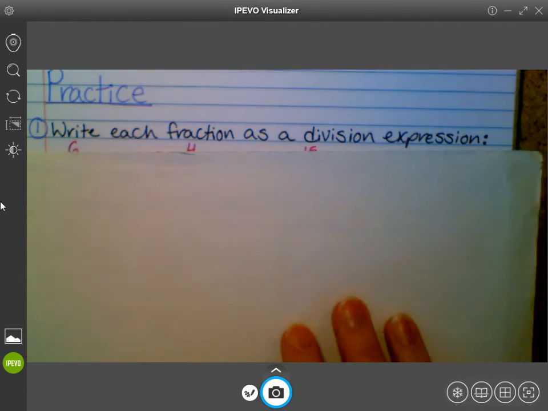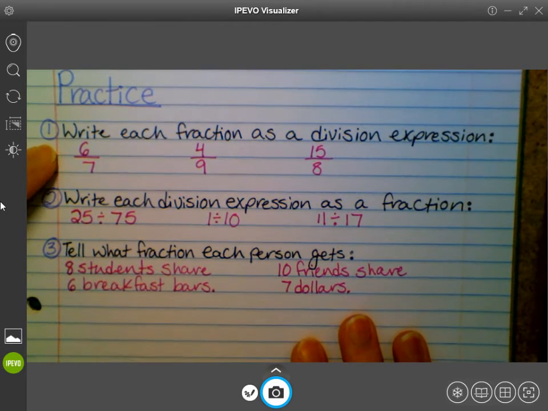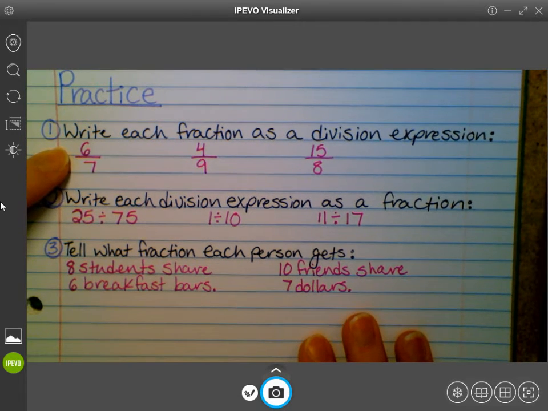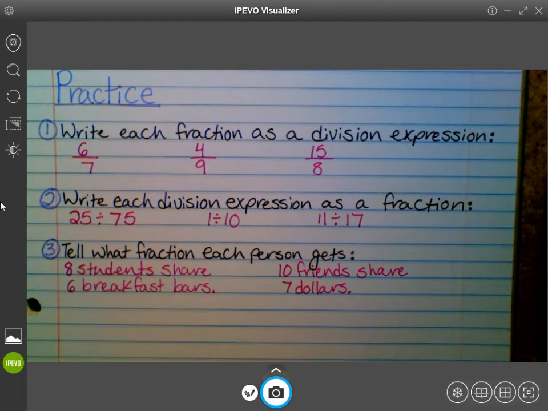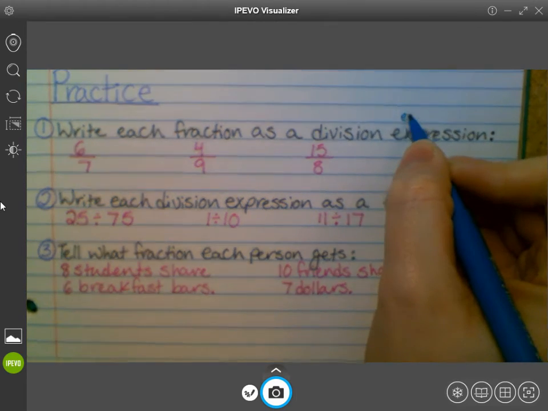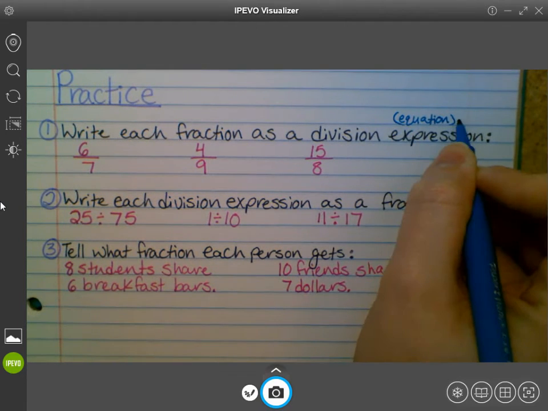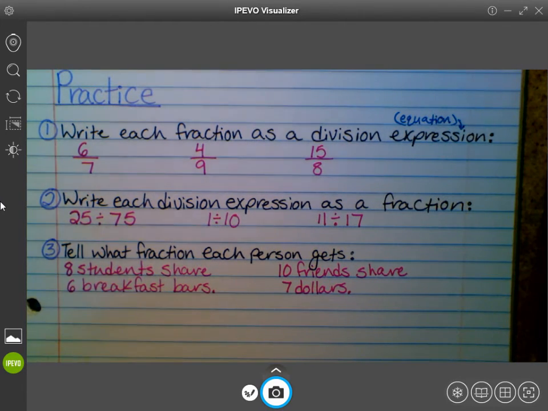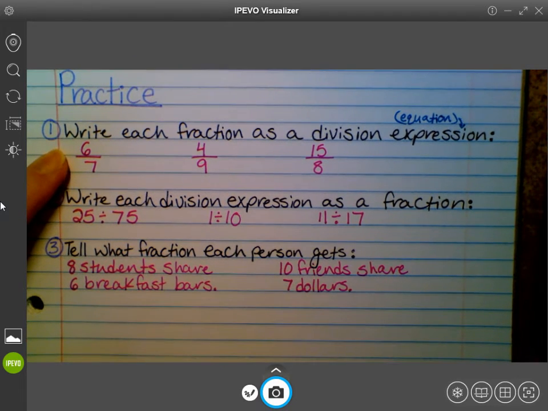So here they are. Like I said, the first type of problem, you're given a fraction and asked to write it as a division expression. That is the same as an equation or a problem. So if you wanted to, maybe up above the word expression, write equation. It means the same thing. So for each of these, you're given a fraction. You're asked to write it as a division expression.